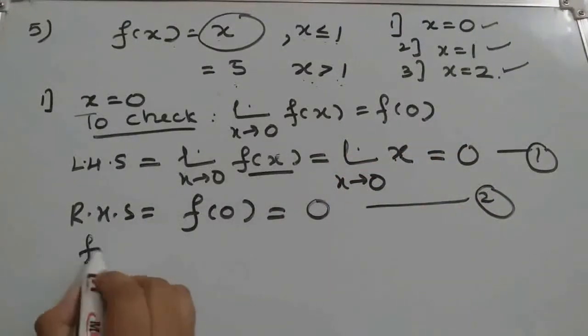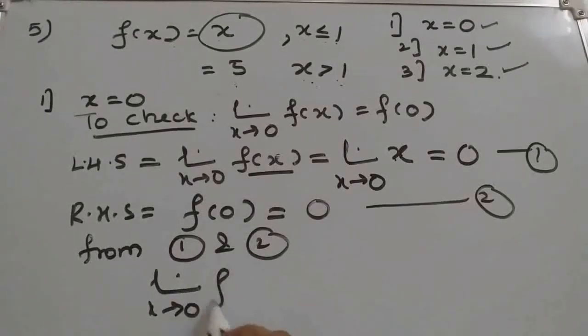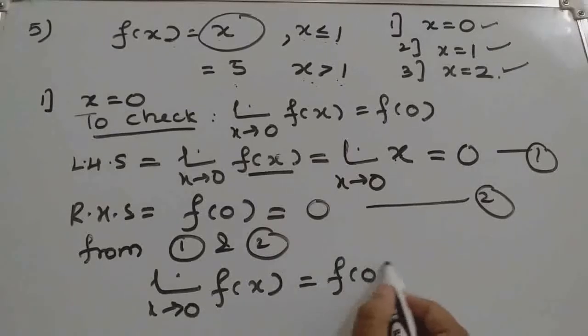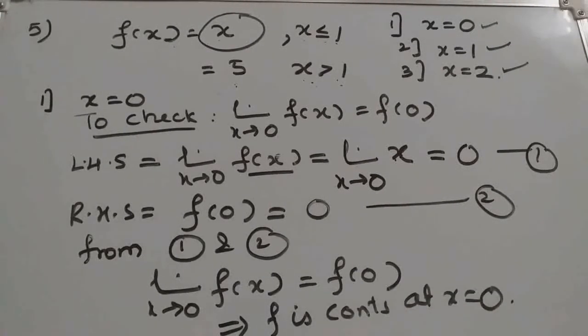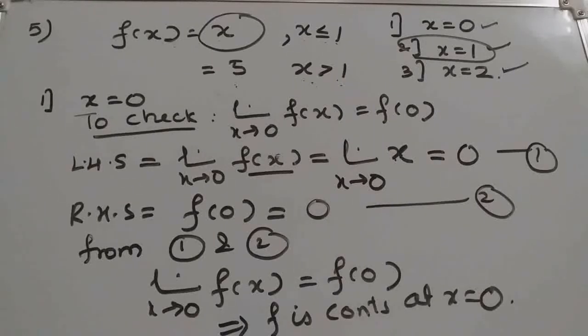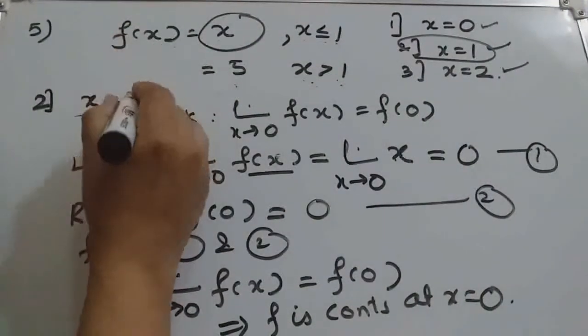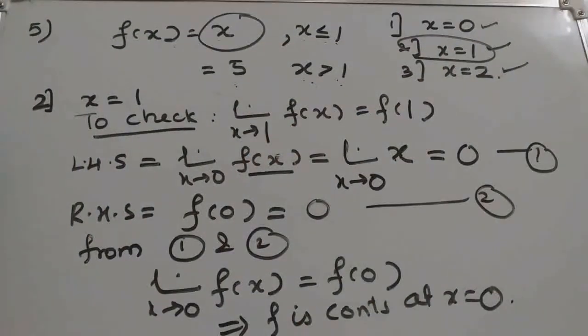What can we write from 1 and 2? From 1 and 2, limit x tends to 0 f of x equals f of 0. That implies f is continuous at x equal to 0. So this is the end of the first part. Now for x equal to 1. Again for x equal to 1 we should check whether the function is continuous or not. That means we should check whether limit x tends to 1 f of x is equal to f of 1 or not.